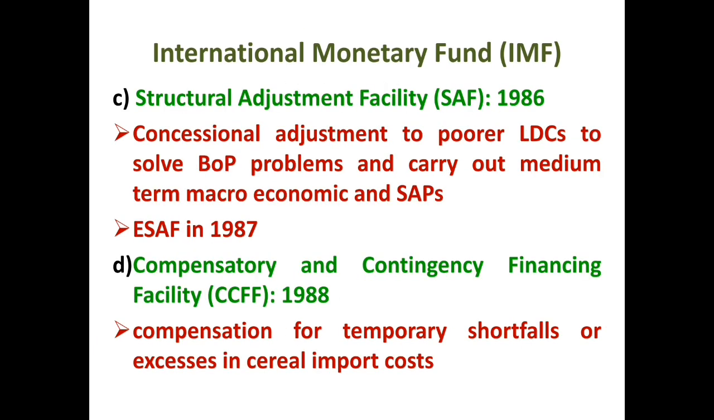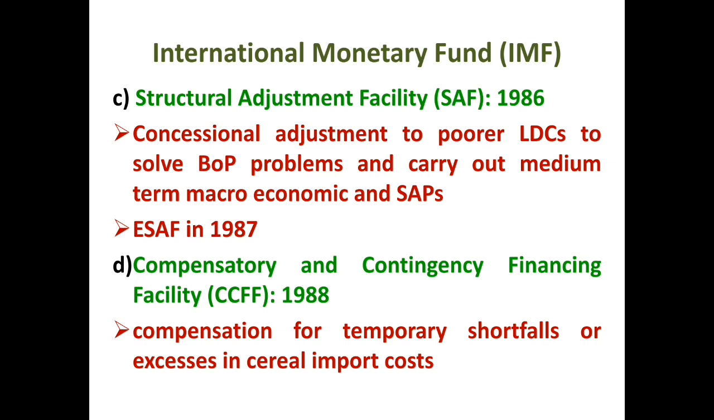There's a program called Structural Adjustment Facility, SAF. It is basically designed for the poor member countries and poor less developed countries to solve their balance of payment problem and to carry out medium term macroeconomic and structural adjustment programs. There's an Extended Structural Adjustment Facility started in the year 1987.